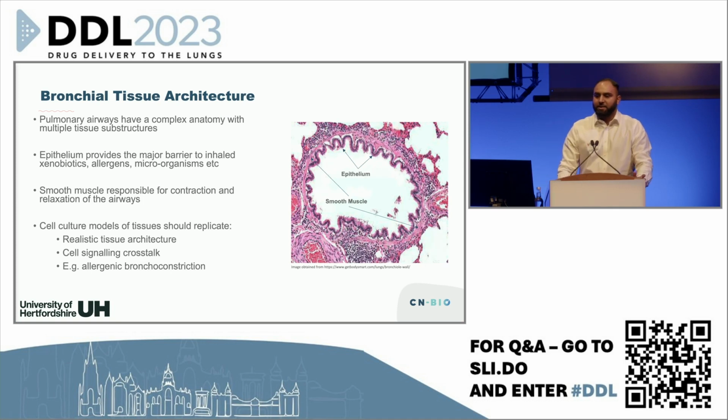So our airways are very complex, and they have a complex anatomy. Alongside that are the very complex tissue substructures within them. We want to model each of those tissues realistically and reliably, to evaluate the crosstalk between the tissues, especially the epithelium and the smooth muscle. If we can create a cell model of these tissues that replicates the realistic tissue architecture and the correct cell signaling, we can evaluate biological processes and responses such as allergenic bronchoconstriction.